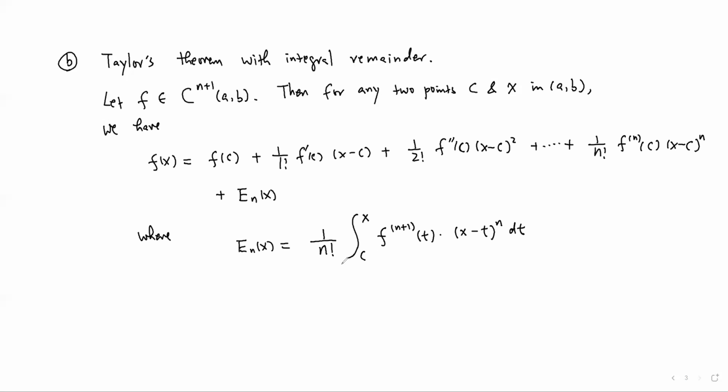So after we evaluate this integral, we get a function that only depends on x. c is a constant, x is a variable. But in this integral, x is considered to be a constant. After we compute this integral, we get a function of x. This is Taylor's theorem with integral remainder.